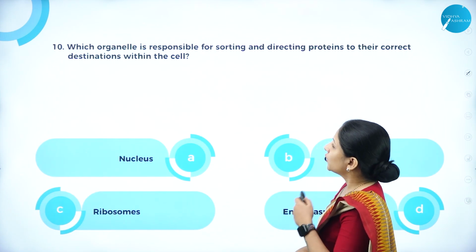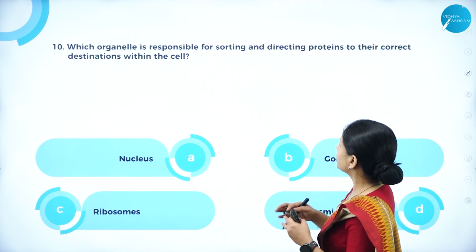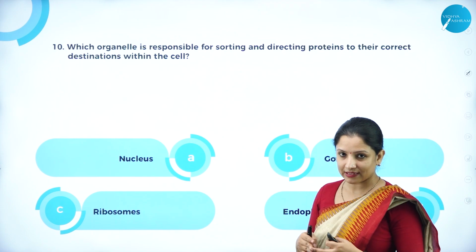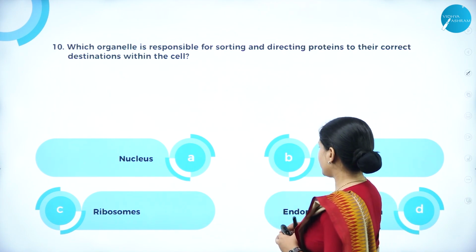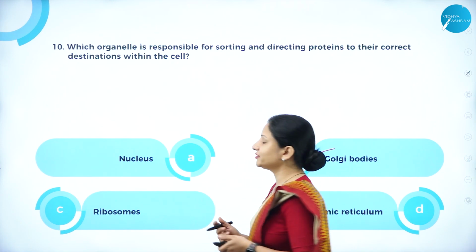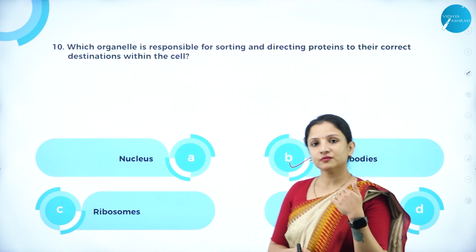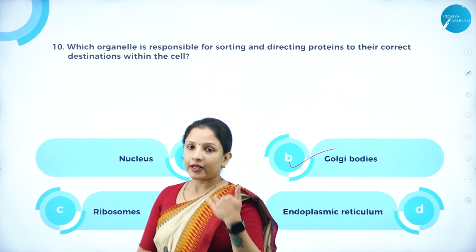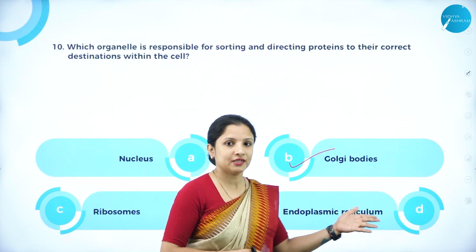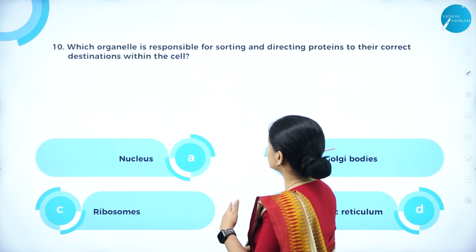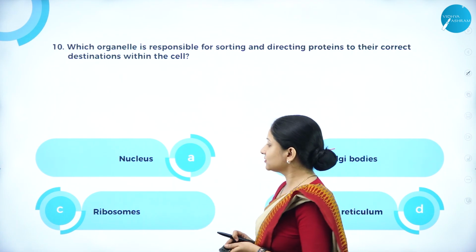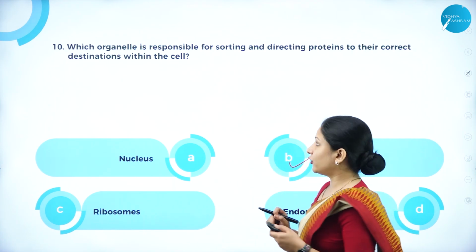Next question. Which organelle is responsible for sorting and directing proteins to their correct destination within the cell? Is it nucleus, Golgi bodies, ribosomes, endoplasmic reticulum? Ribosomes' function is to synthesize proteins. Endoplasmic reticulum's function is to deliver the proteins to the Golgi bodies, and Golgi bodies' function is to sort the proteins, pack them and deliver them to the particular sites wherever they are needed. So the answer is Golgi bodies.